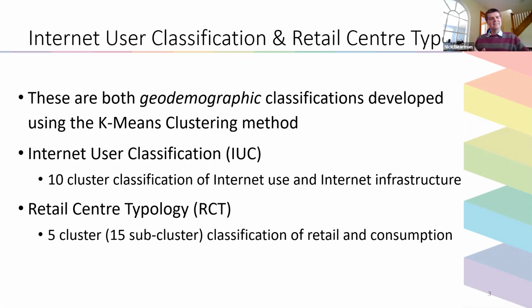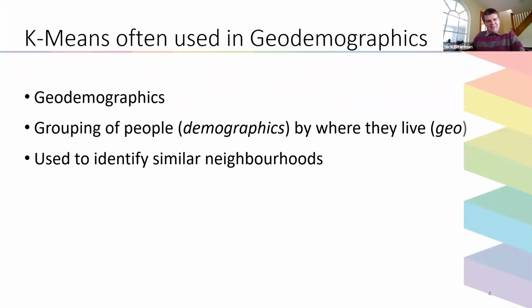Each of these, so the internet user classification, it's got 10 main clusters and it's looking at how the internet is used and what internet infrastructure is available. And then the retail center typology, it's a hierarchical classification. So we have 5 top level clusters and then 15 clusters beneath those. And I'll say a little bit more about that when we get to that stage. So k-means is a method that's frequently used in geodemographics to actually create the clustering, the classifications.